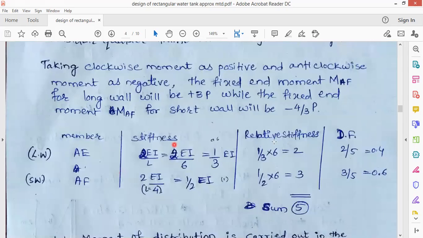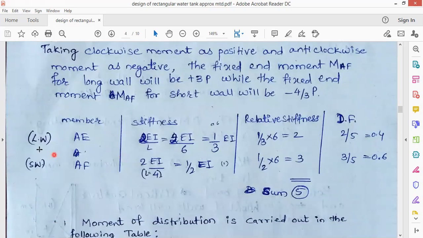So member stiffness, relative stiffness, and distribution factor. For the long wall AE, it is 2EI by L. Again for the short wall also it is 2EI by L because both ends are fixed. So 2EI by L, with L equal to 6, is 1 by 3 EI, and similarly, L is 4 meters, so 2EI by 4 is 1 by 2 EI. So it is 1 by 3 EI and 1 by 2 EI. I will consider these for the relative stiffness: 1 by 3 into 6, that is 2, and 1 by 2 into 6, it is 3.